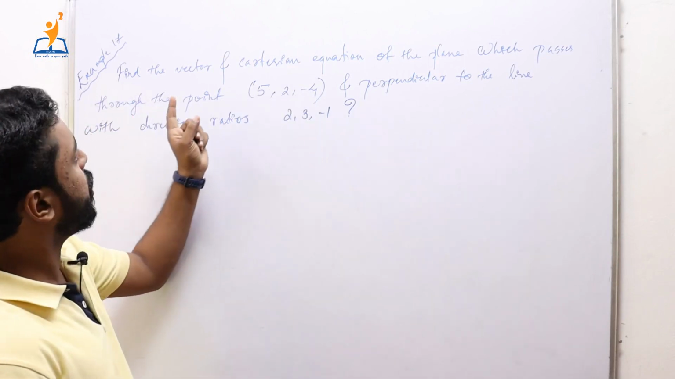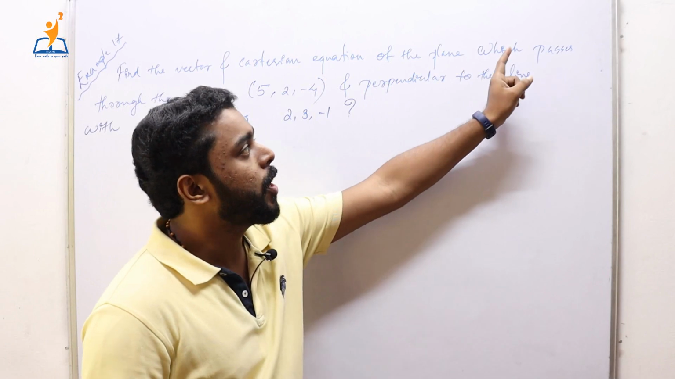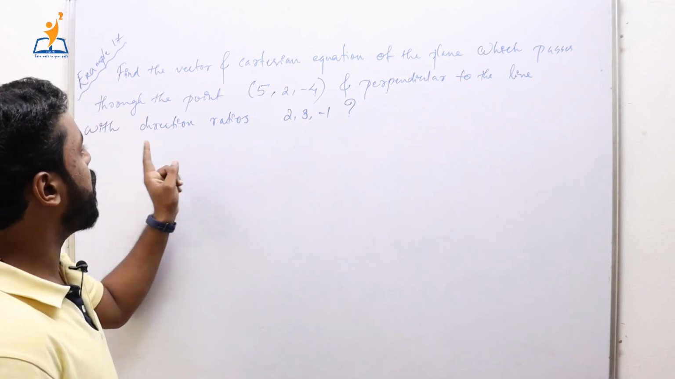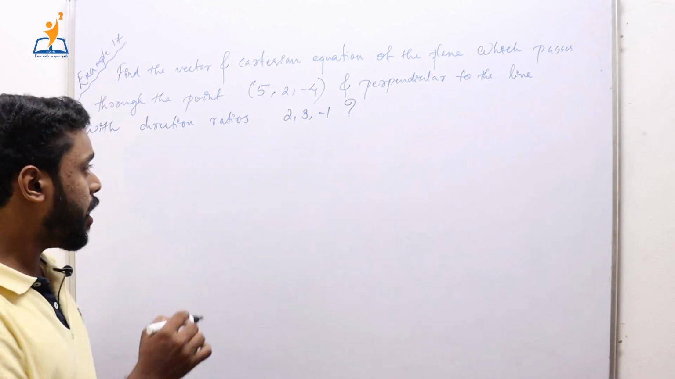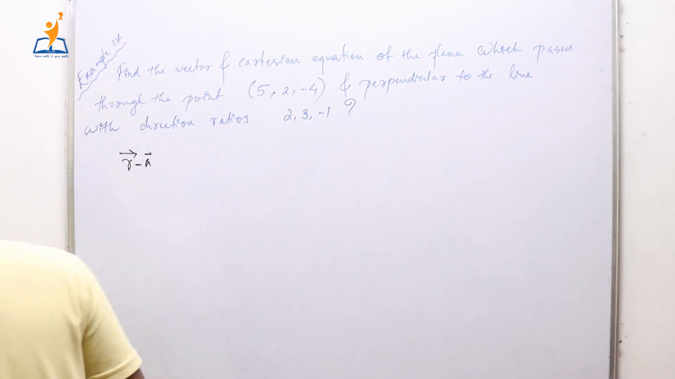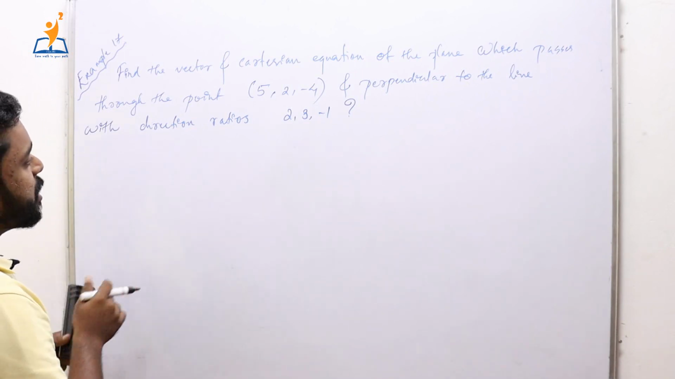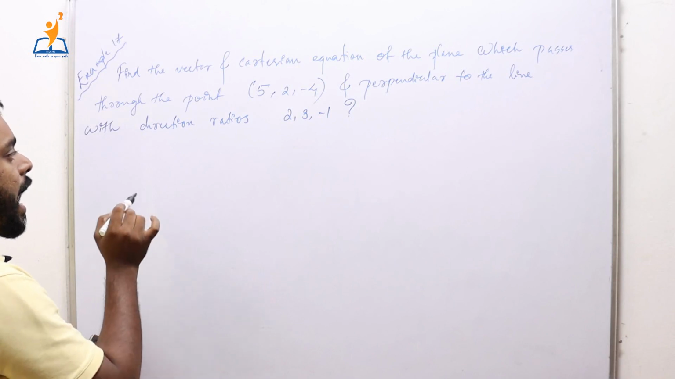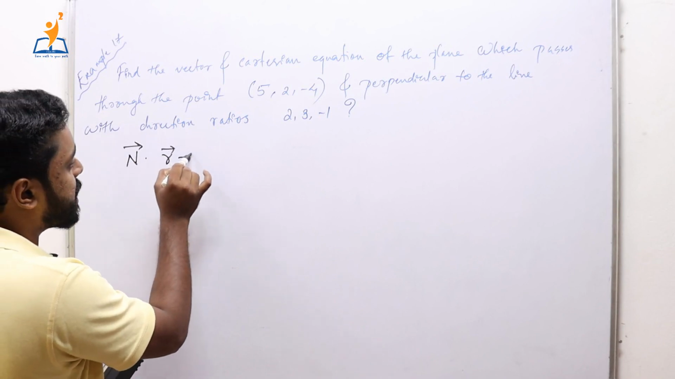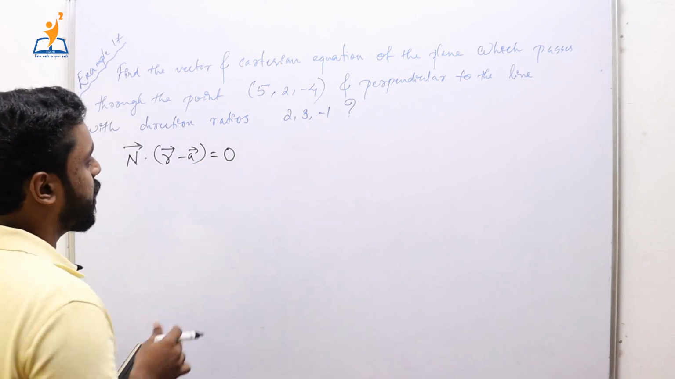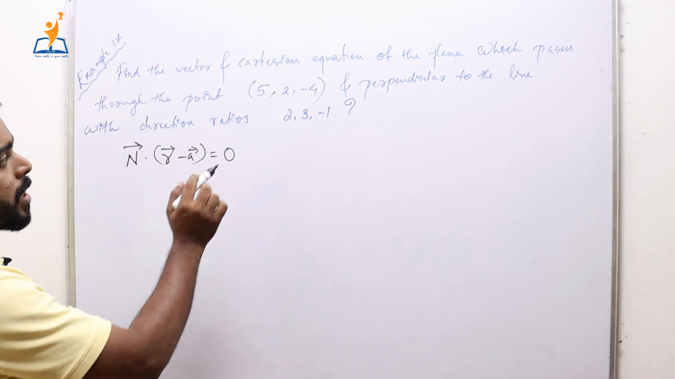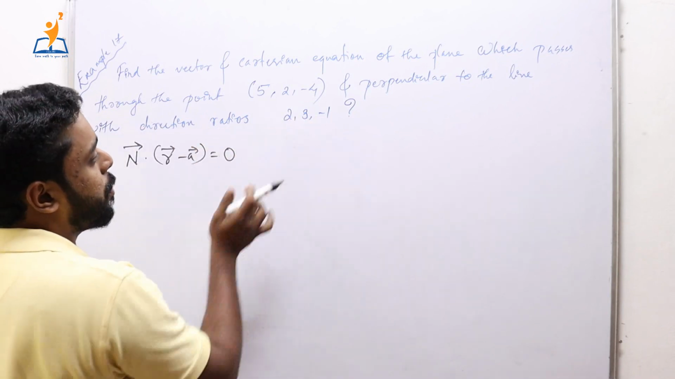The question is: find the vector and Cartesian equation of the plane which passes through the point 5, 2, minus 4 and is perpendicular to the line with the direction ratios 2, 3, minus 1. We know that the vector equation of a plane which passes through a point P and is perpendicular to a vector n is nothing but n dot (r minus a) is equal to 0, isn't it? Where a is the position vector of the given point, n is the perpendicular vector.